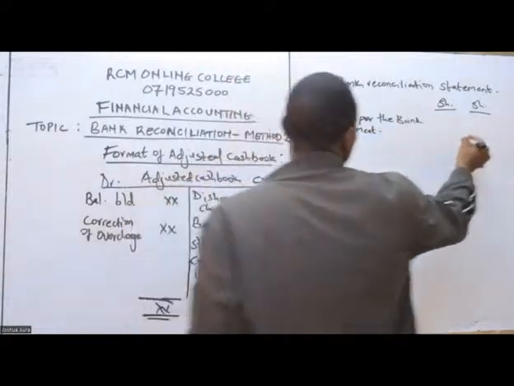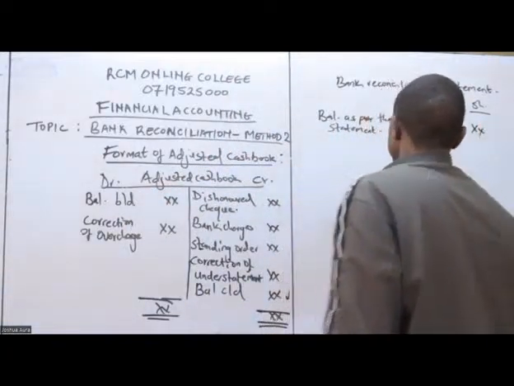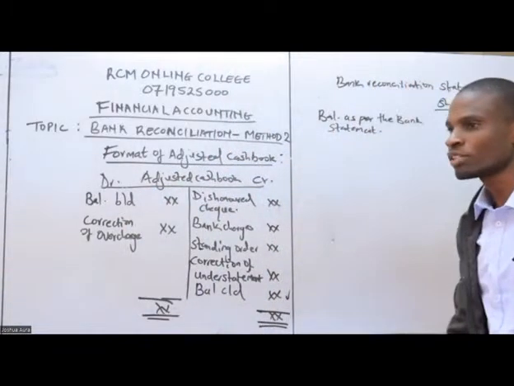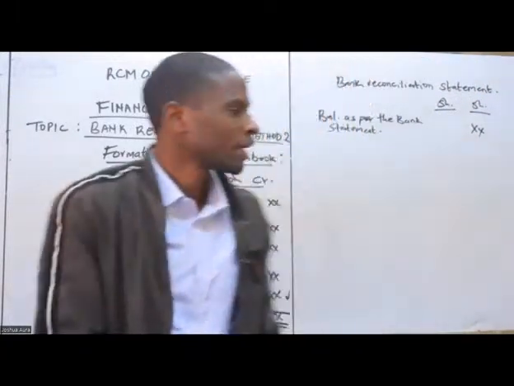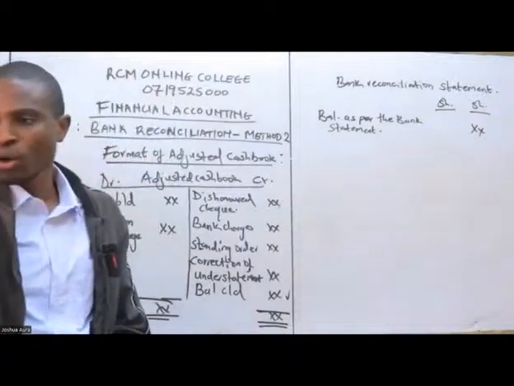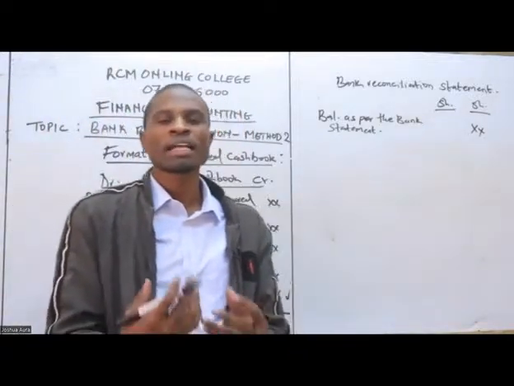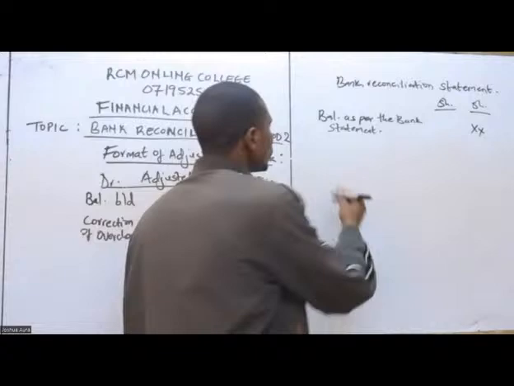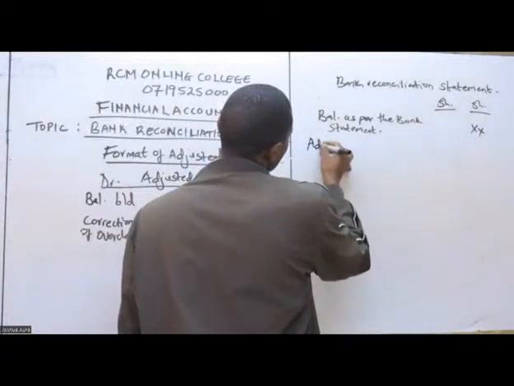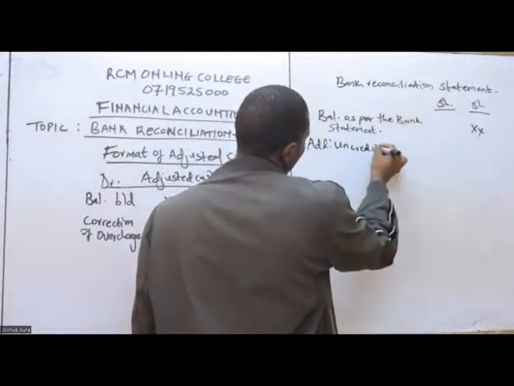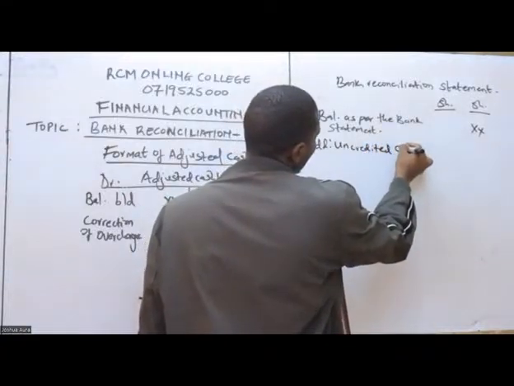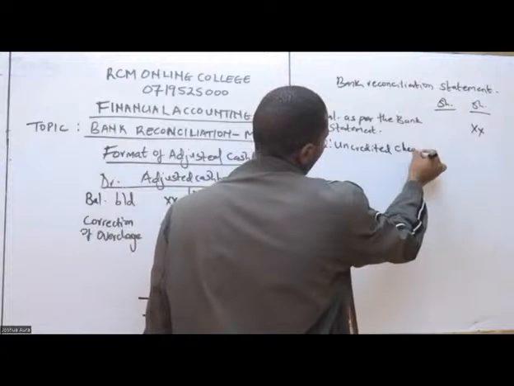Balance as per the bank statement. So you place your balance at that point, at the far end. From that you have to add uncredited checks, those checks that were not credited. Add uncredited check or deposit. Let's call them check.